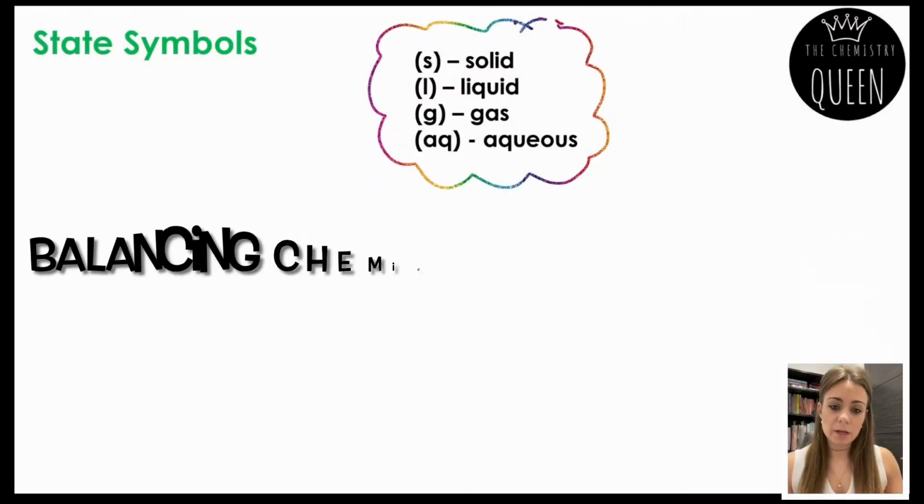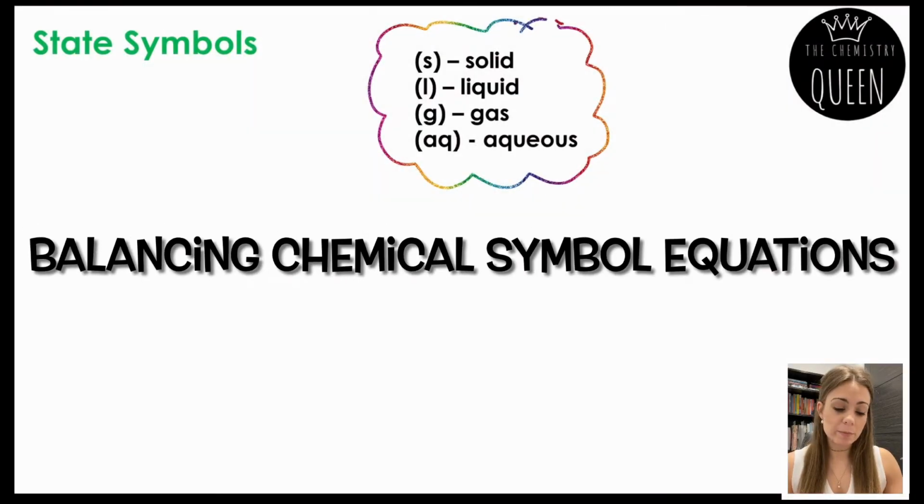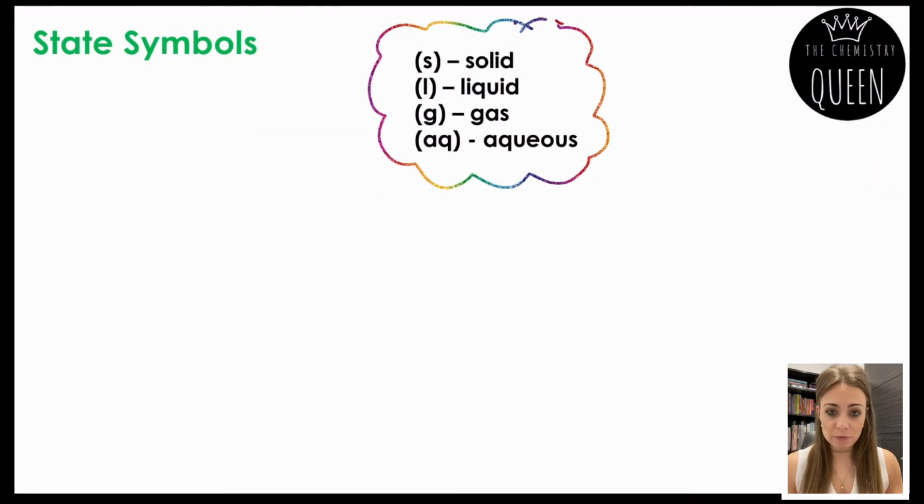Last video, we looked at writing chemical formulae because it's important you can do that confidently before you can apply it to writing balanced chemical symbol equations. So please do check out that video if you haven't already done so. In this video, we're going to focus on actually writing balanced chemical symbol equations, and we're going to start by looking at the state symbols.